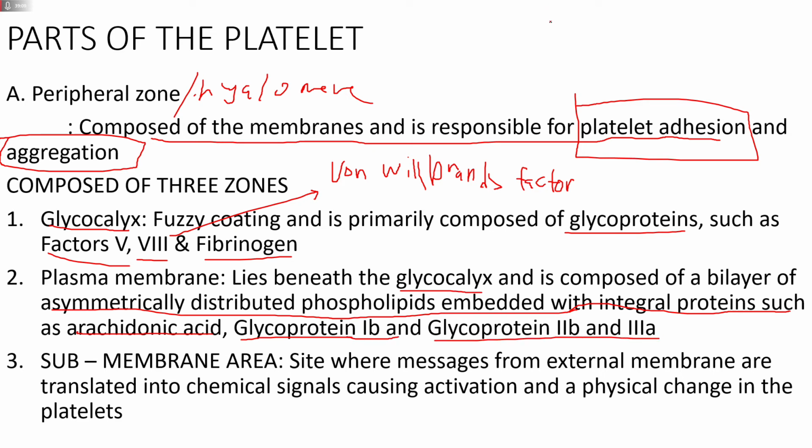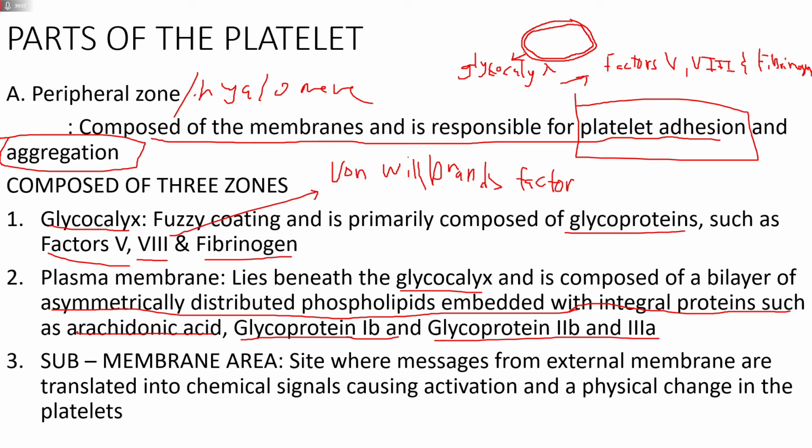So, just to further, para mas maintindihan nyo to class, palaki natin yung platelets nyo. Now, we're talking about here the peripheral zone or the hyalomere. Now, yung glycocalyx nyo class, this is your glycocalyx. Yan yung coating ng platelets nyo. And it is composed of factors 5, 8, and fibrinogen.